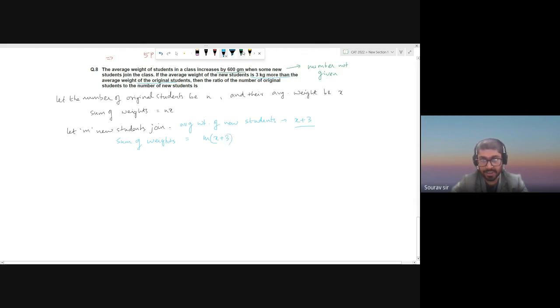So now we have the total sum of weights and the total number of students is m plus n, since n students were originally there and m students joined, right? So now we can form the equation. For the new average, we'll be constructing it from this data, increased by 600 grams. So the total sum of weights is nx plus m into x plus 3, divided by total students. Right? This is the equation that we are forming.